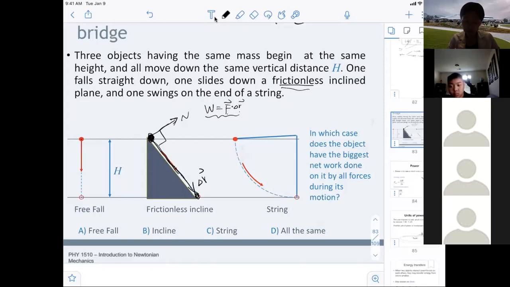And the third case is a string. We have sort of a pendulum, right? So this is the tension in the string. It's always pointing along the rope, obviously. Does tension do any work in this case? You can think about it: if that force does work, you need a displacement in the direction of the force.